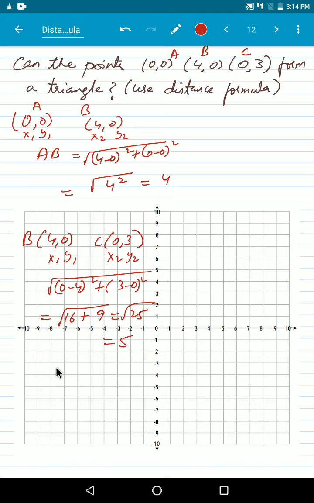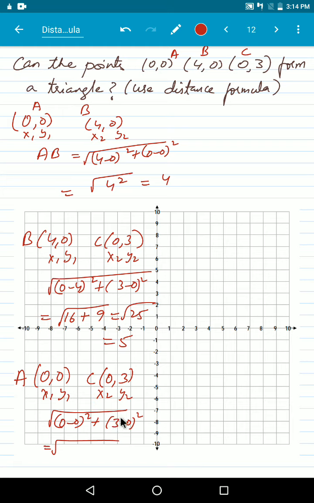Okay. Now let us find the third side, which is AC. So A is (0, 0) and C is (0, 3). x1 y1 x2 y2. (0 minus 0) whole square plus (3 minus 0) whole square. 0 minus 0 is 0 only, 3 minus 0 is 3, 3 square will be 9, root 9 is 3. Okay, so we have three sides: 4, 5 and 3.